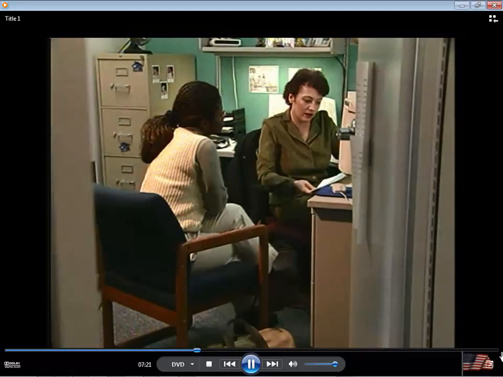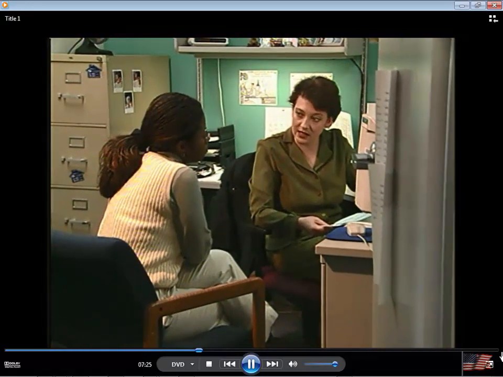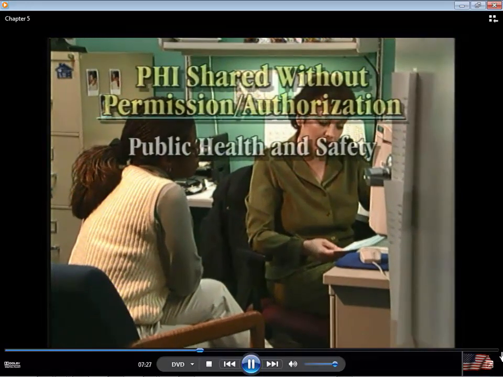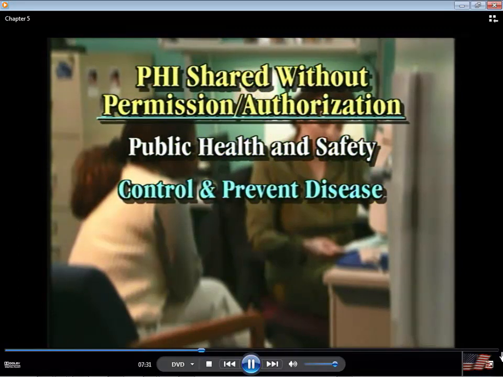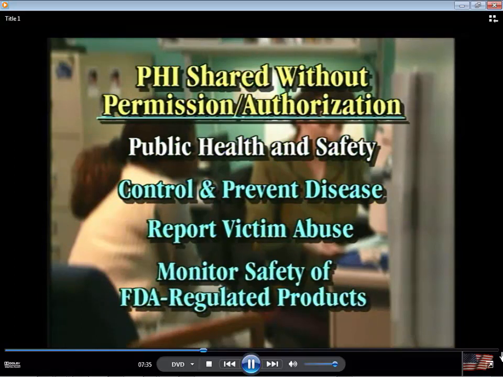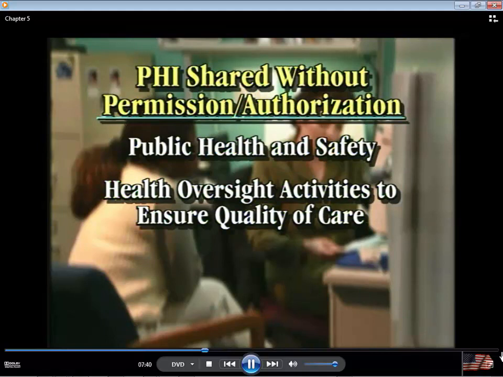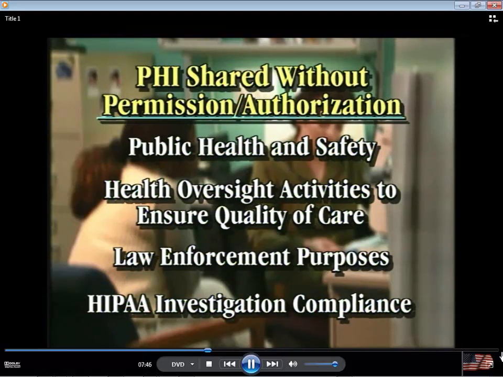There are other times when the minimum necessary PHI can be shared without permission or authorization. In the interest of public health and safety, for instance, to control and prevent disease, to report victim abuse, and to monitor the safety of FDA-regulated products. For health oversight activities to ensure quality of care. For certain law enforcement purposes, and to comply with a HIPAA investigation.